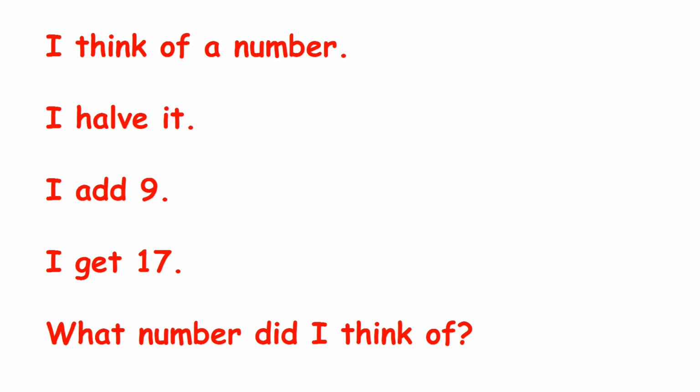I think of a number, I halve it, I add 9, I get 17. Now pause the video and see if you can find the number here. The best way to answer these questions is to start at the end and work backwards. So let's start on 17, and rather than adding 9, we can use the inverse operation, so we subtract 9. 17 take away 9 is 8.